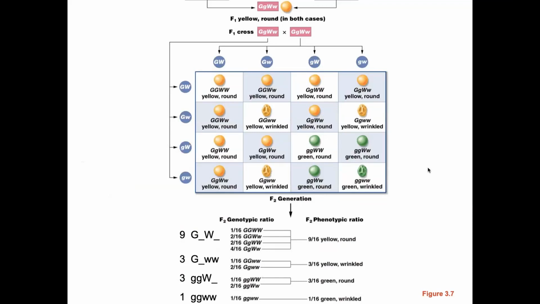9/16ths were dominant for the two traits. 3/16ths were dominant for the first trait and recessive for the second. 3/16ths were recessive for the first trait and dominant for the second. And then 1/16th of the F2 population were recessive in their form of expression for the two traits.